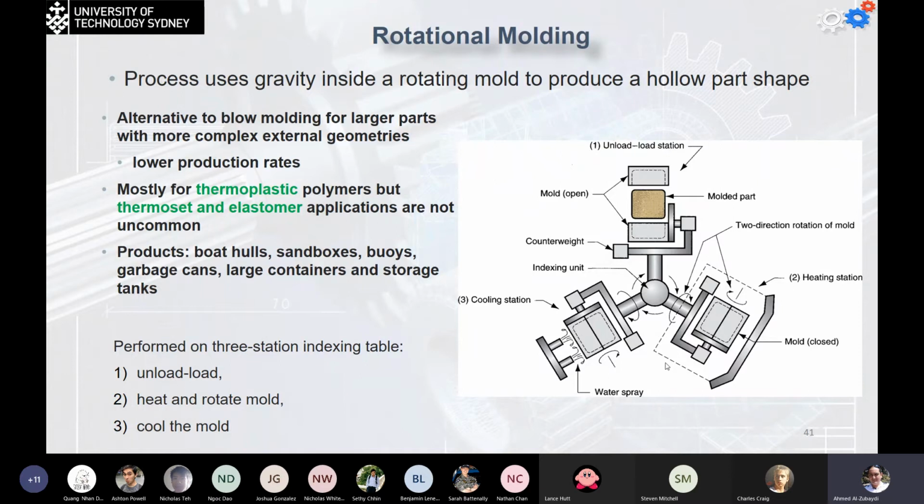We're going to have the indexing table. We do the load and unload of the materials at one of the stations, then the heat and rotation of the mold, and then we need to cool down the mold before we can take the part out. Usually it's going to be 3 stations, and we can show a video for that. I think I have a video somewhere, but I cannot find it now on my computer.